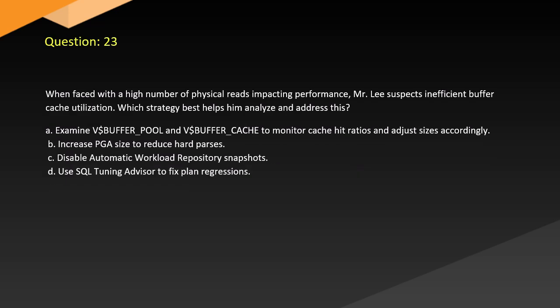Question 23. When faced with a high number of physical reads impacting performance, Lee suspects inefficient buffer cache utilization. Which strategy best helps him analyze and address this? A. Examine V$BUFFER_POOL and V$BUFFER_CACHE to monitor cache hit ratios and adjust sizes accordingly. B. Increase PGA size to reduce hard parses. C. Disable Automatic Workload Repository snapshots. D. Use SQL Tuning Advisor to fix plan regressions.